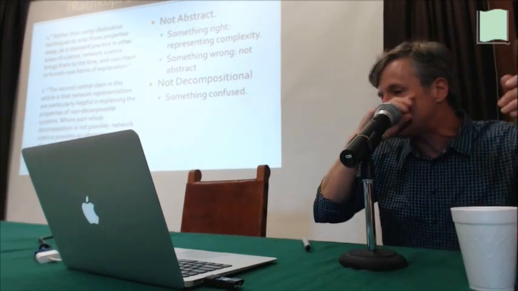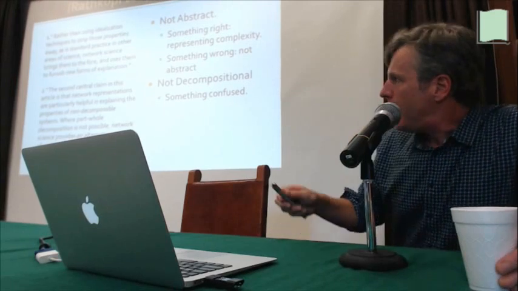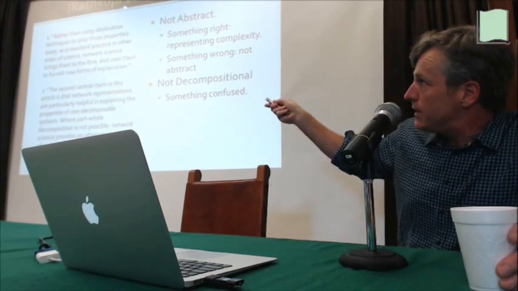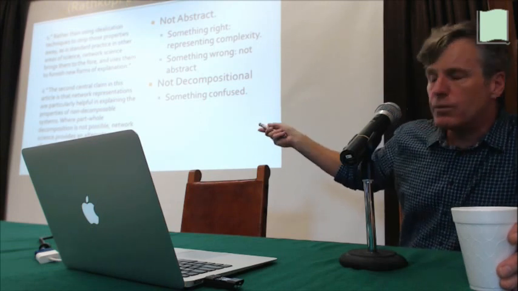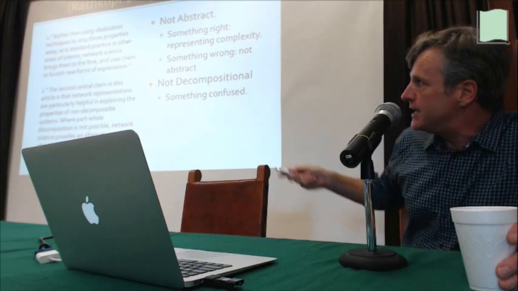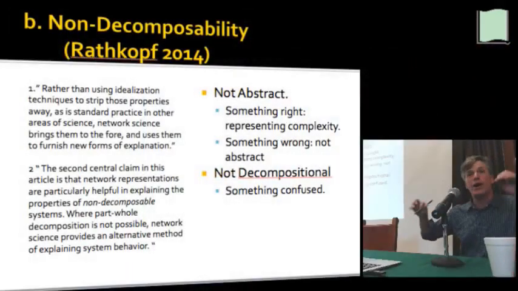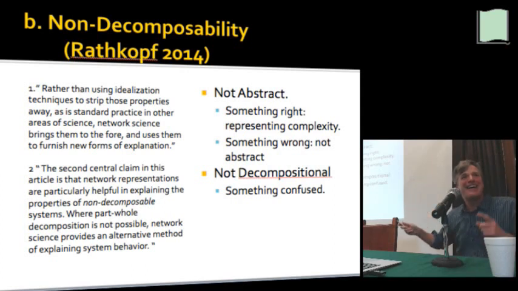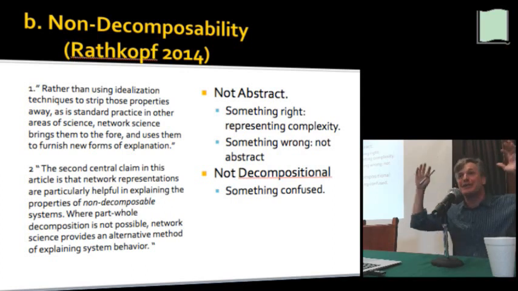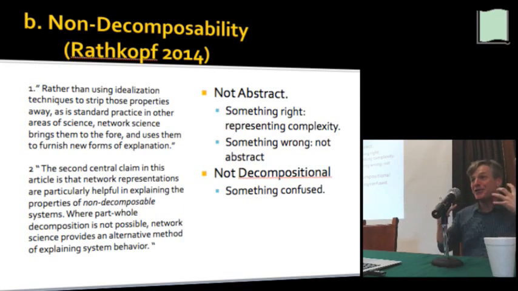Charles Rathkopf, in a really lovely article in 2014, says that what's interesting about network analysis is that rather than using idealization techniques to strip those properties away, all of that complexity, as is standard practice in other areas of science, network science brings them to the fore and uses them to furnish new forms of explanation. In other words, he thinks that what's really distinctive here, contrary to what Bechtel and Levy said, is that network analysis gets you into the details and brings those details very much to the fore. And I think there's something very right about that.